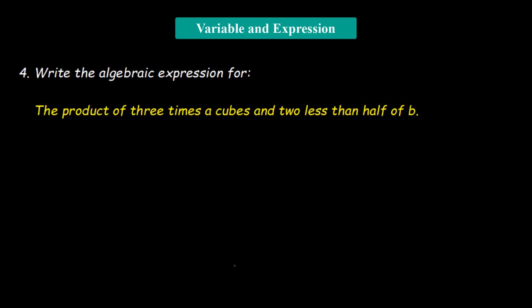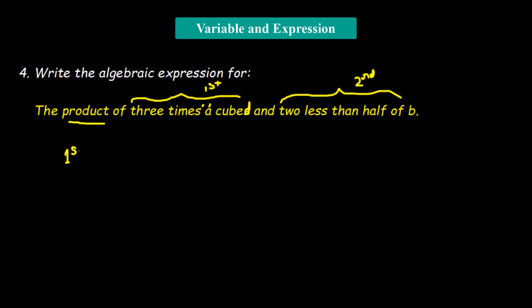So here we have the mathematical statement: the product of 3 times a cubed. So this is a cubed. Let me rewrite it. And 2 less than half of b. It's indicating that we have a product here. Since we know that the product means we need two numbers, there must be two numbers given to us. So we have 3 times a cubed, which is the first number, and the second is 2 less than half of b. This is the second number.